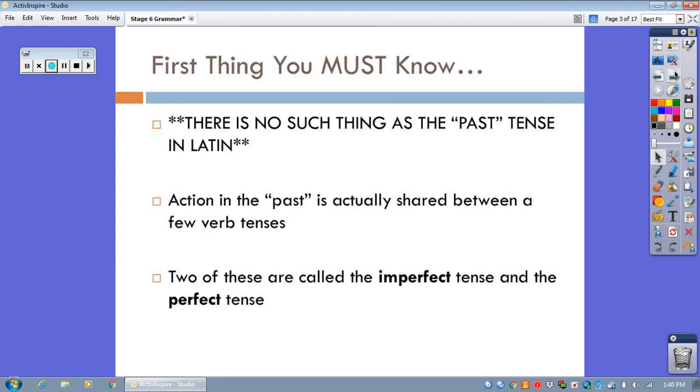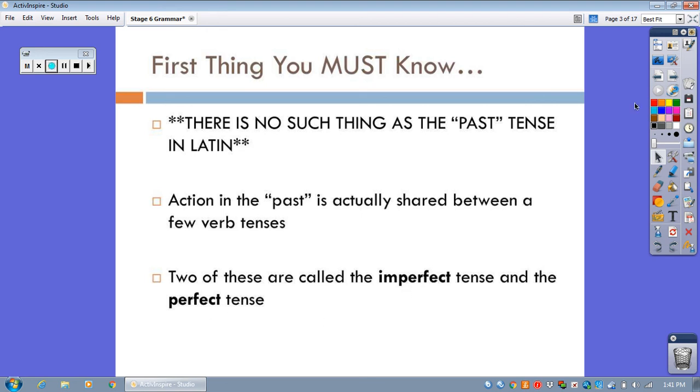So, first thing you need to know is that while these new verb tenses that we're learning express action that happened in the past, there is no one past tense in Latin. And in fact, there's no such thing as the past tense in English either. It's a lot more complicated than that. So action in the past is shared both in English and Latin between a few verb tenses, and the two that we're going to focus on again are the imperfect and perfect.